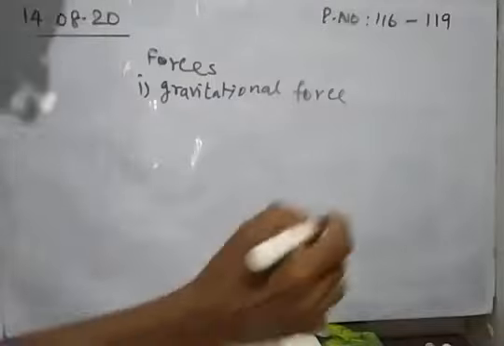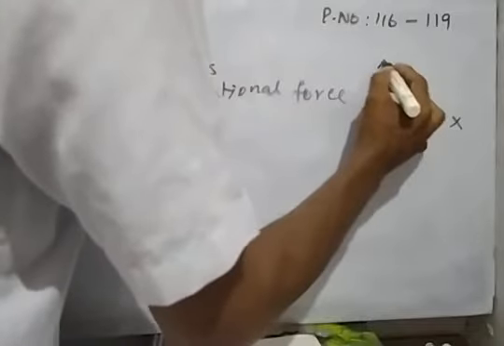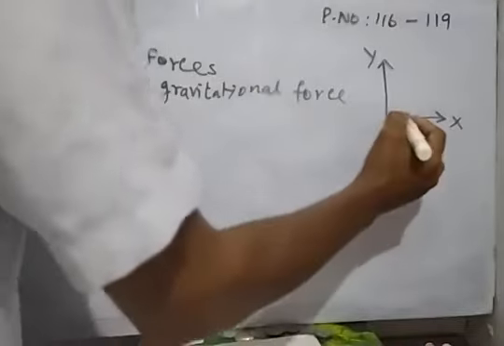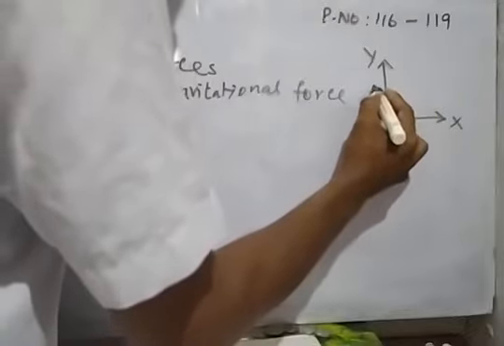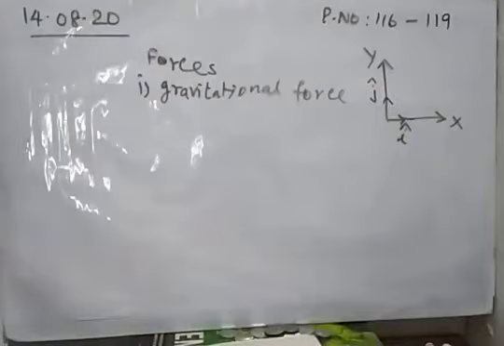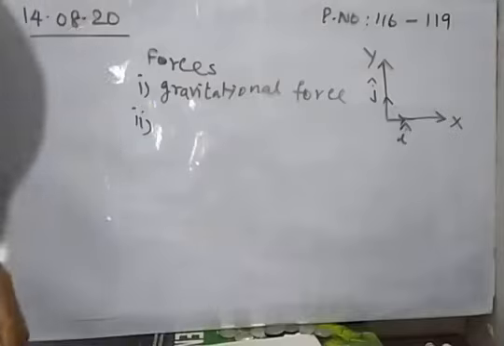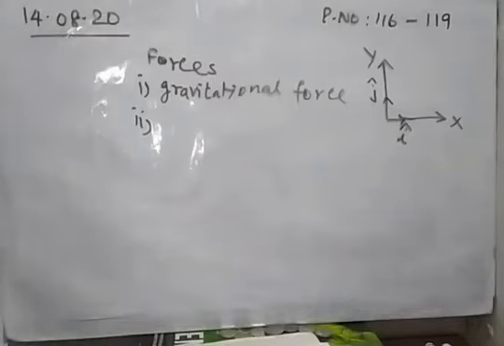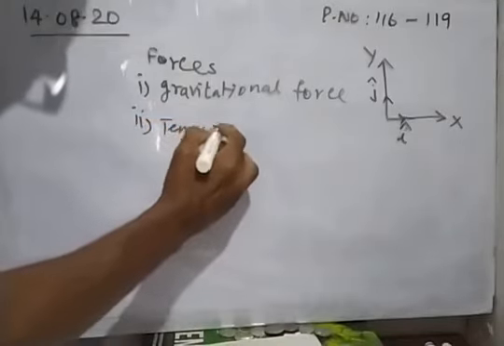That means here the coordinate system is along the ground, the x-axis, and the upward direction is the y-axis. Along the x direction there is a unit vector i cap, and along the y direction there is a unit vector j cap. Then, what is the second force which is acting? The second force is the tension in the cord attached to the mango. This tension is acting in the upward direction.